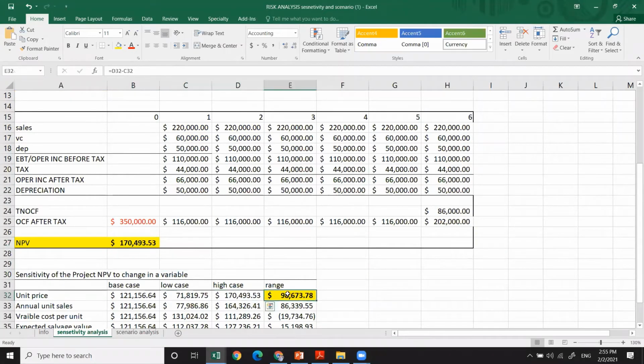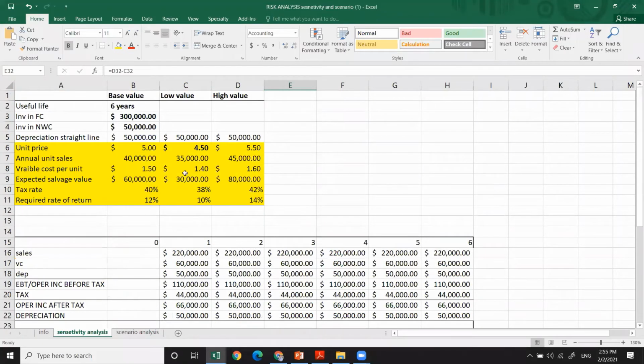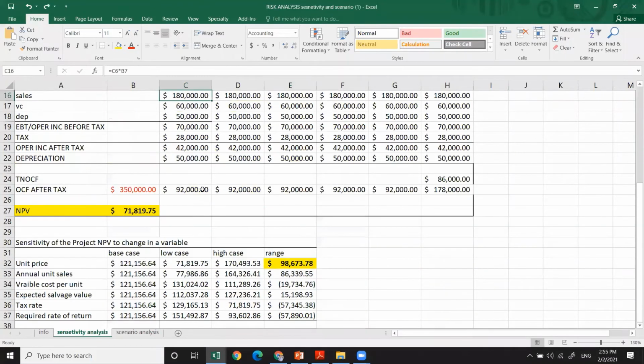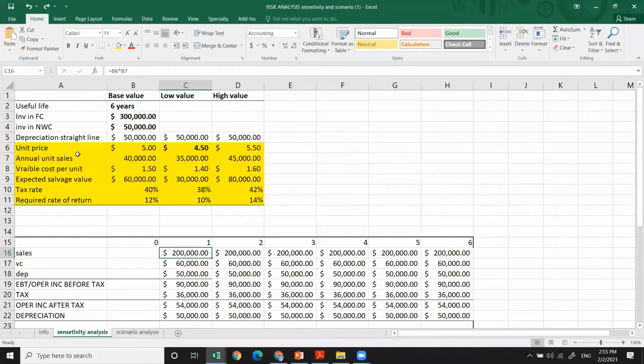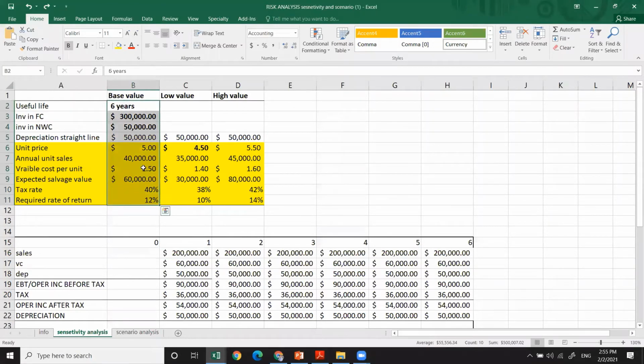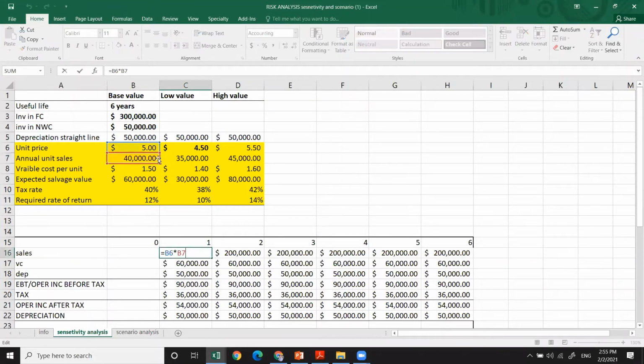And we can see the range is 98,000. It's a very huge number. It's the most sensitive variable. So the NPV is the most sensitive to unit price here. Then I could repeat it for annual sales. What if the price and everything is the same, with depreciation, but the annual sales reduced? My sales was 40,000, now it becomes 35,000. Okay. My sales become 35.